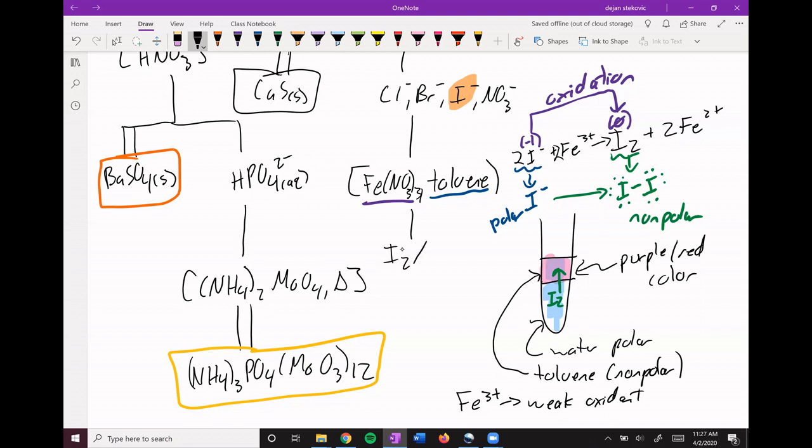So at the end, we should end up with some I2 in the toluene layer, right? And that'll be kind of like this purple, more kind of pink color. So that'll be our positive test for I2.